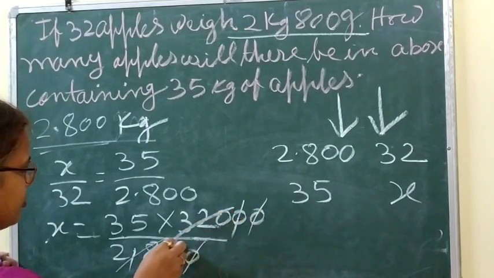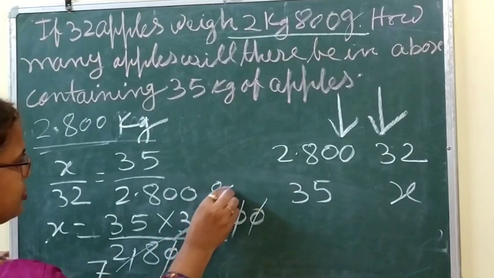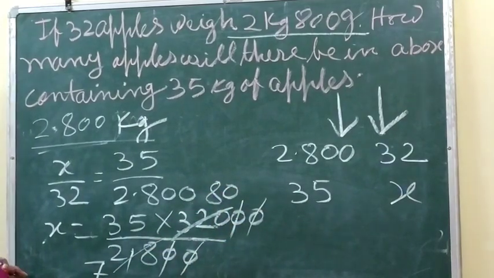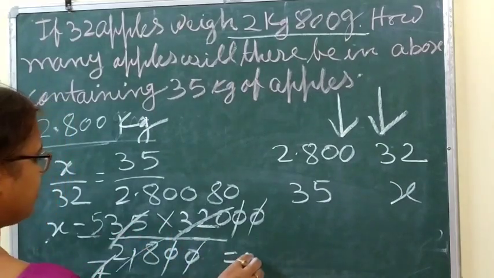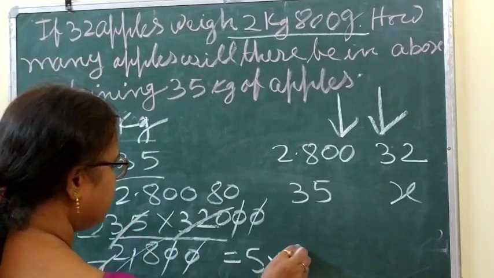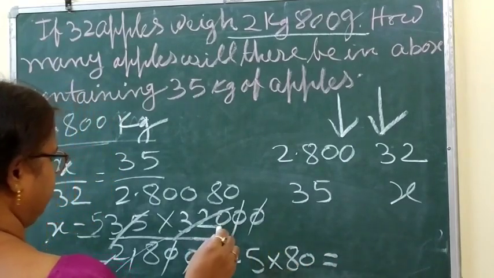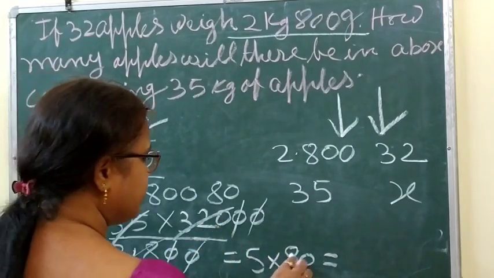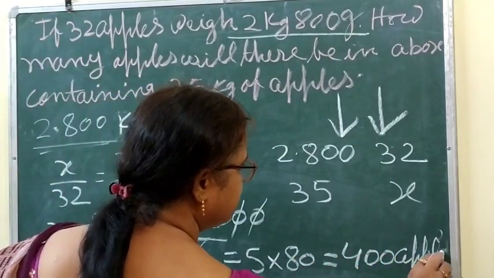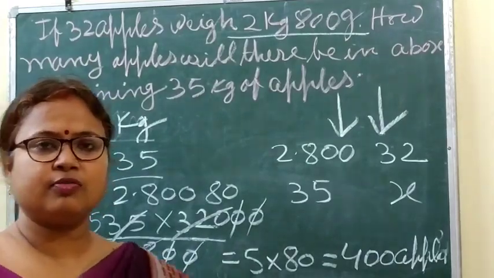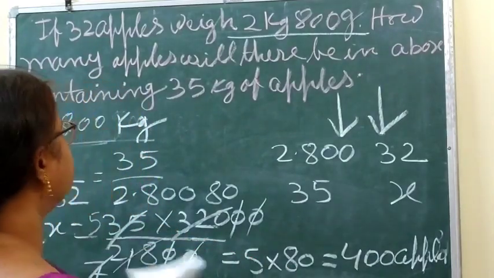Now 4 7s are 28, 4 8s are 32, and then 0. Clear? Now again 7 5s are 35. So at last what we have is 5 into 80. And 5 into 80 means 8 5s are 40, means 400 apples. Clear? So the answer will be 400 apples. Clear? Now let's solve another question.